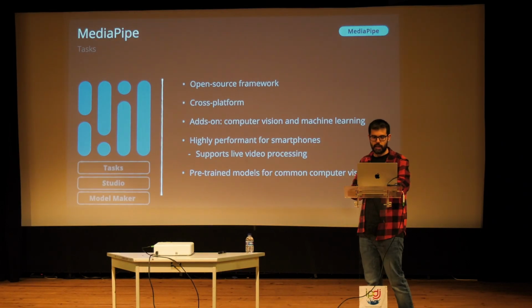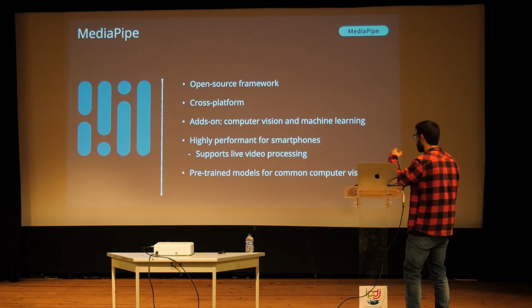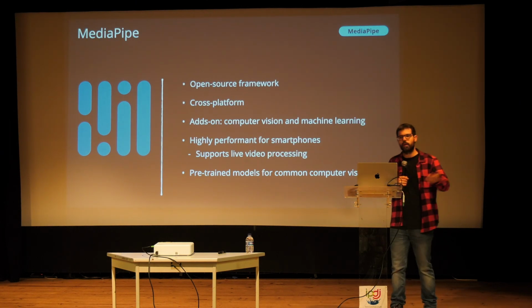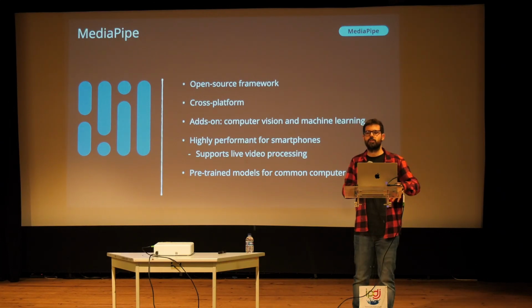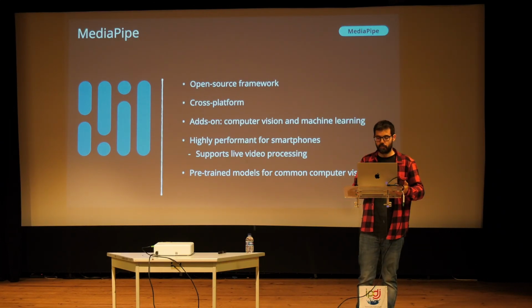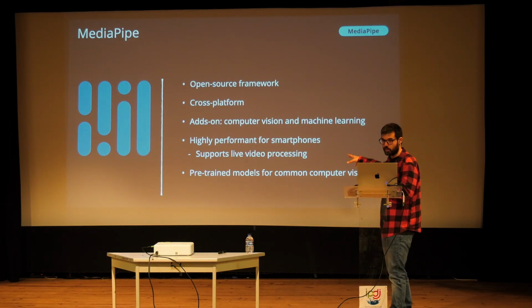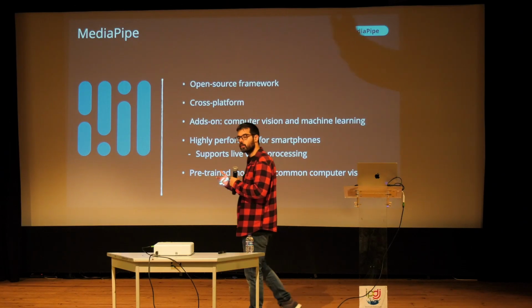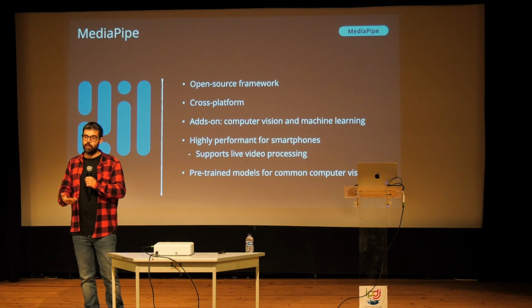So the first one, let's start. MediaPipe is an open source framework, it's cross-platform, which means that you can use it everywhere. You can use it on the web, on mobile, anywhere you like. And basically it brings computer vision and machine learning to your apps. The most important part here is that it supports live video processing. So I can be recording using MediaPipe, and I can record images, I can record the landmarks, and this is really helpful to train the model afterwards.